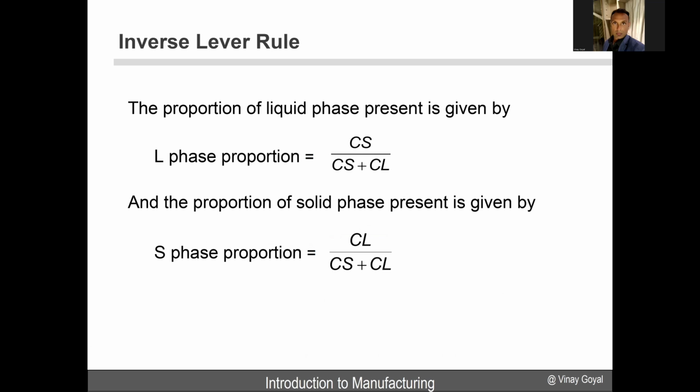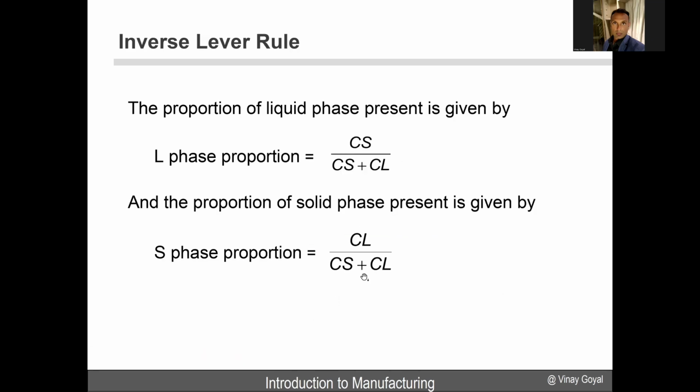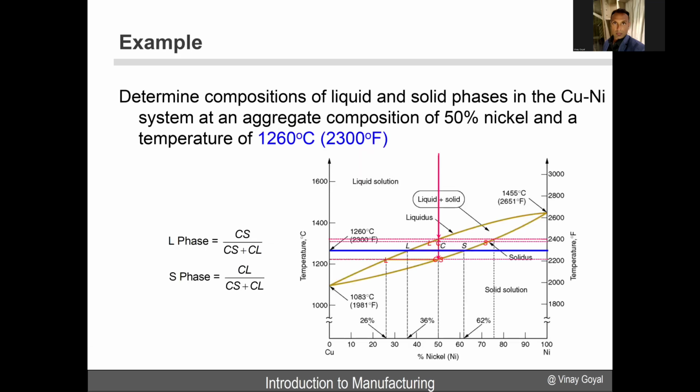And that'll give you the liquid phase present for the material. And then you can determine the solid phase proportion. You can either take 1 minus this, or you can go here and take these ratios, CL divided by CL plus CS, to get the solid phase present in the alloy. The example that I just gave can be shown here at 50% nickel and at temperature 1260 degrees centigrade. Here you draw that blue line at 50%, and then you can determine what percentage is liquid and what percentage is solid. And these two should add up to 1.